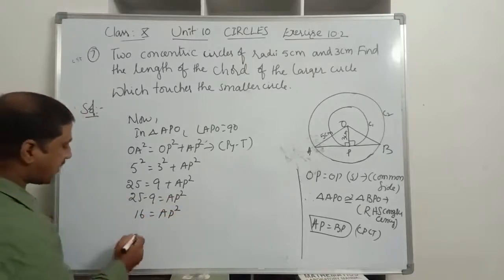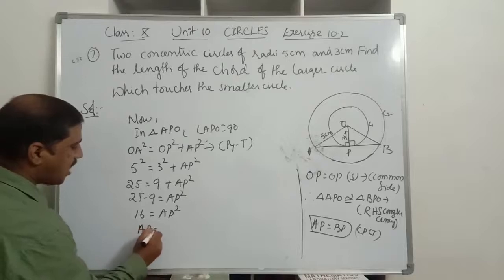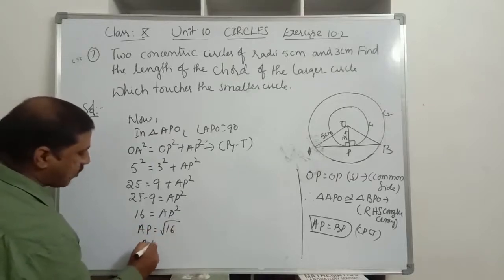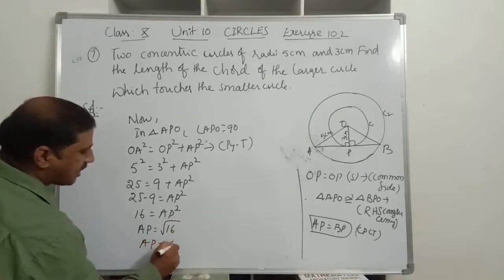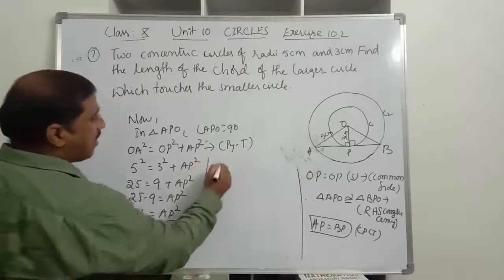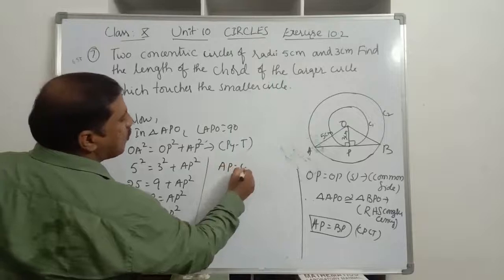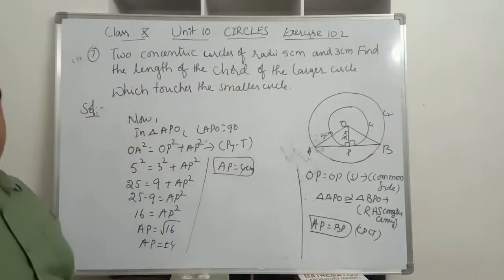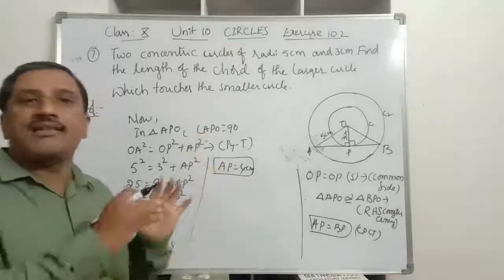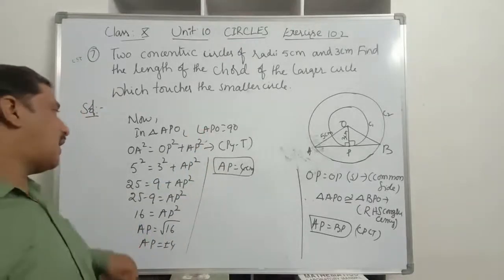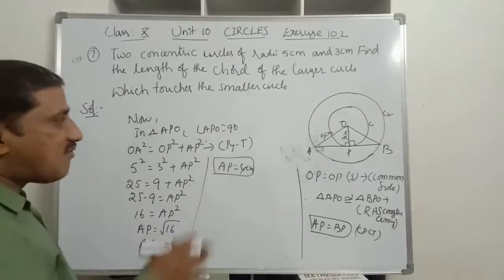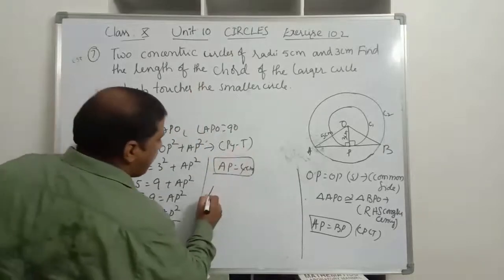Transpose the square to the other side, we get the square root. AP is equal to the square root of 16, that is AP is equal to plus or minus 4, but we will consider AP is equal to 4. Why do we consider only 4 centimeters? Because it is the distance or the length, and length can never be negative. Finally, what do we have to find? AB we have to find.